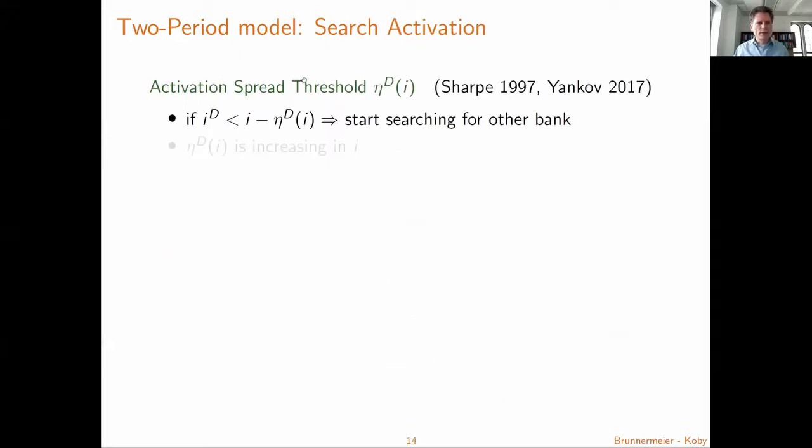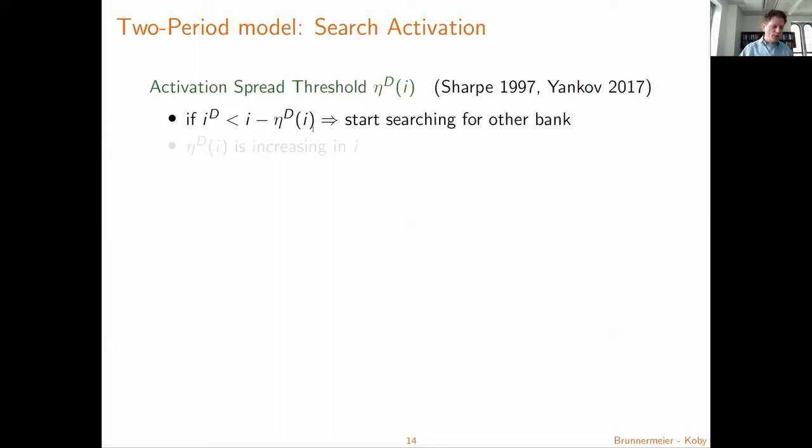So that's essentially what this activation spread threshold eta is, and that's related to the switching costs that Bill Sharp mentioned in '97, and there's more recent work on this as well. As I mentioned before, if the deposit rate is below the policy rate minus this markdown, then people say, oh, there's an outrageously low markdown at my bank, and then I start searching. And the other assumption we make is that this eta itself is a function of the policy rate.